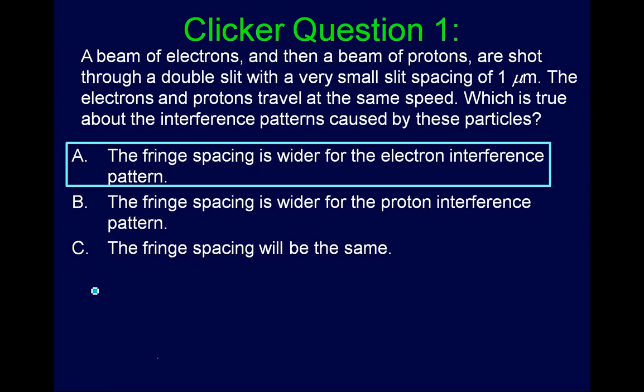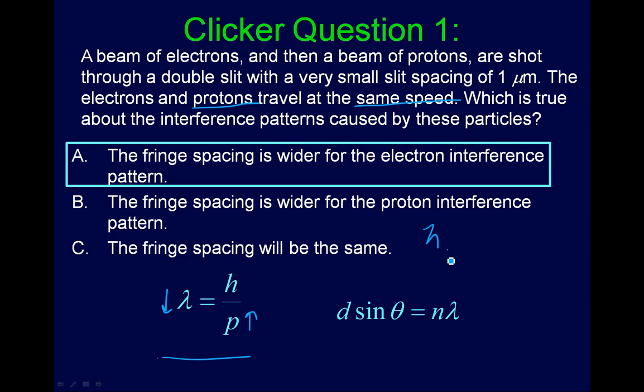Okay, I got A. And you can reason through this with both of these equations here. The two particles are going to have the same speed. However, the momentum is going to be different because the mass of a proton is much bigger than the mass of an electron. And the bigger the momentum, the smaller the wavelength from the de Broglie relationship. So what that means for us is the wavelength of the proton will be smaller in this case than the wavelength of the electron.